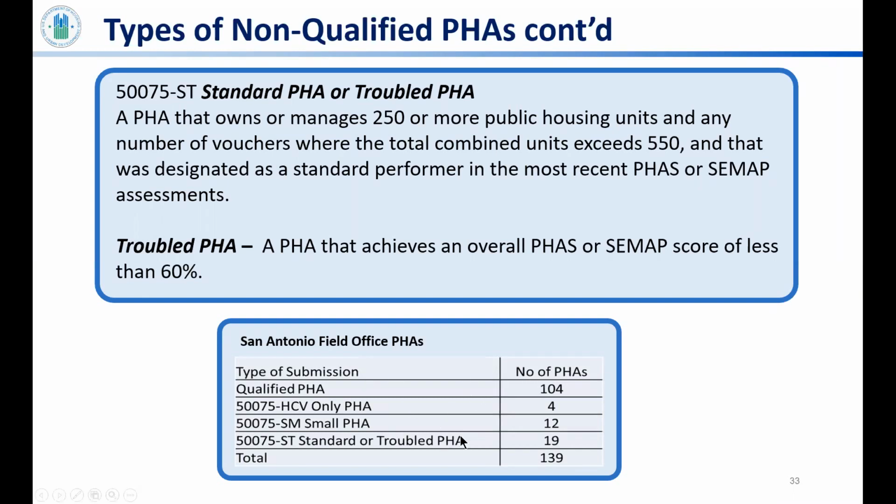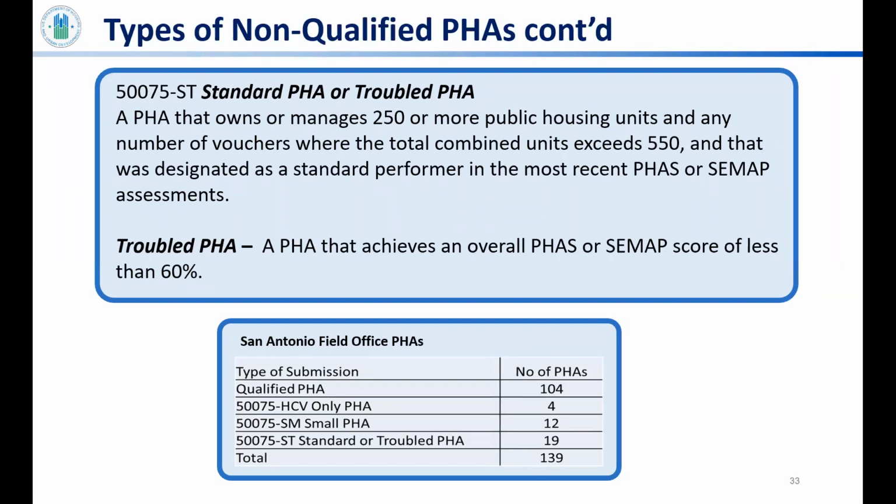I did a quick look in our portfolio and asked, what are we looking for as far as numbers? It seems that we have approximately 139 PHAs total in our San Antonio jurisdiction. 104 are qualified, and what that means is 104 PHAs don't even have to submit an annual plan. So they're doing the 5-year plan, but not the annual plan. They're doing 2 other forms, and we'll talk about that later.